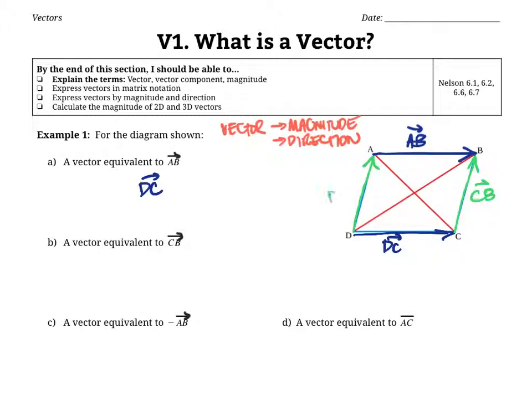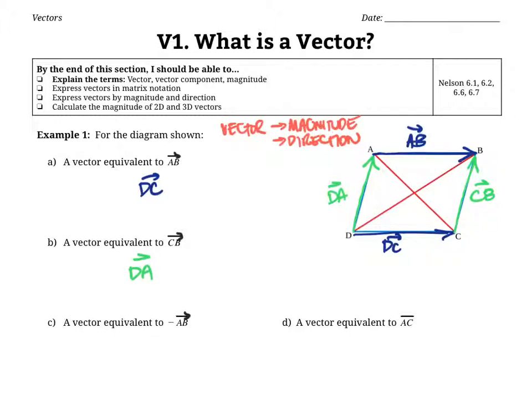It's the same direction, and it has the same length, right? It doesn't matter that they're actually in different physical locations as long as the direction and the magnitude are the same. So let's put that in here. DA is the equivalent vector.